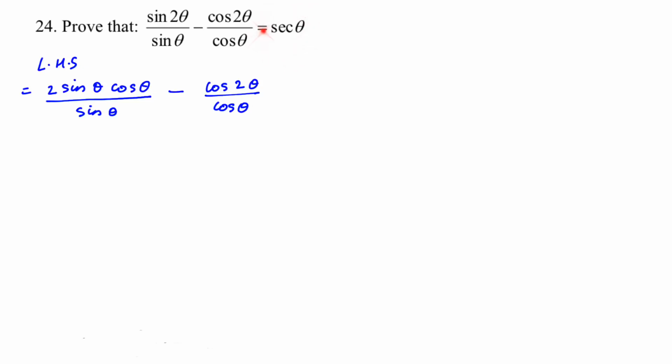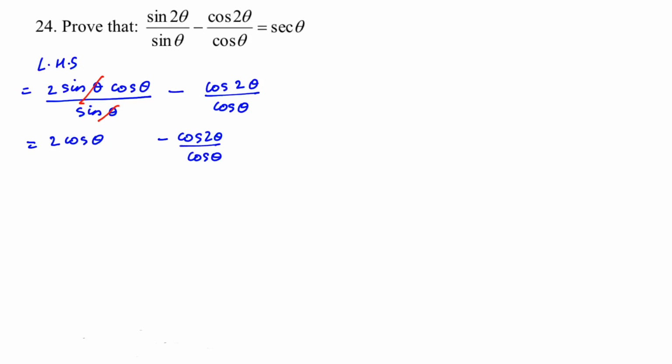And remember, we want sec theta. It means we want 1 over cos theta. We don't want anything else. This sine theta will get cancelled. So you will be left now with 2 cos theta minus cos 2 theta over cos theta.